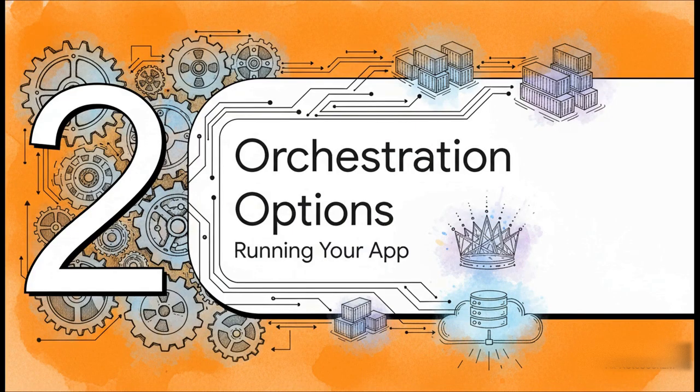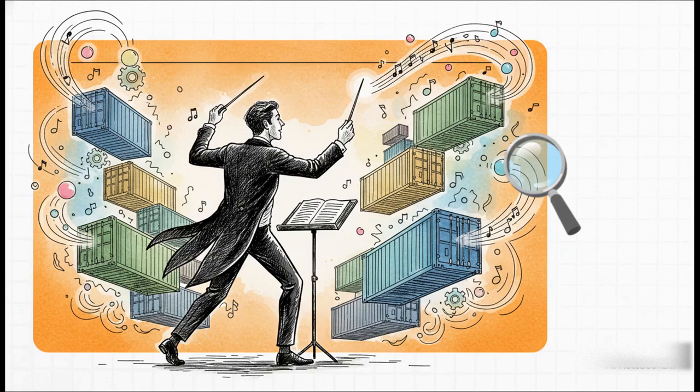Okay, so our image is safe and sound in ECR. What's next? Well, now we get to the fun part: actually running the thing. And to do that, we need something called an orchestrator. First on our list is ECS, the Elastic Container Service. This is Amazon's own, built-from-the-ground-up solution. The orchestra conductor analogy is perfect here. ECS's whole job is to make sure all your little container musicians are playing the right notes at the right time and all together in perfect harmony.